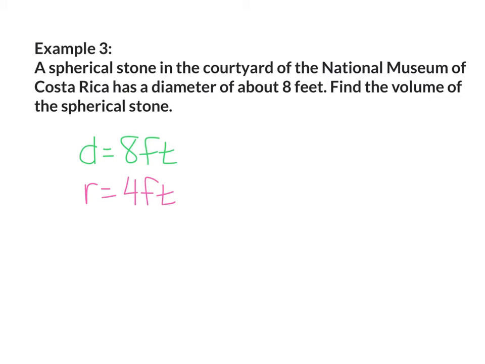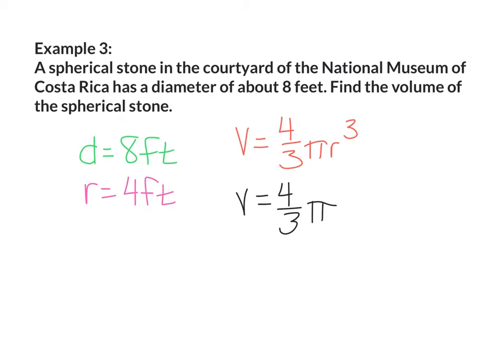Now I'm going to write down the formula. V equals 4 over 3 pi r cubed. Now I'm going to fill in what I know. V equals 4 over 3 pi, r is 4, and that's to the third power. Now 4 to the third power times 4 divided by 3 times pi will give us a volume of 268.1 feet cubed.